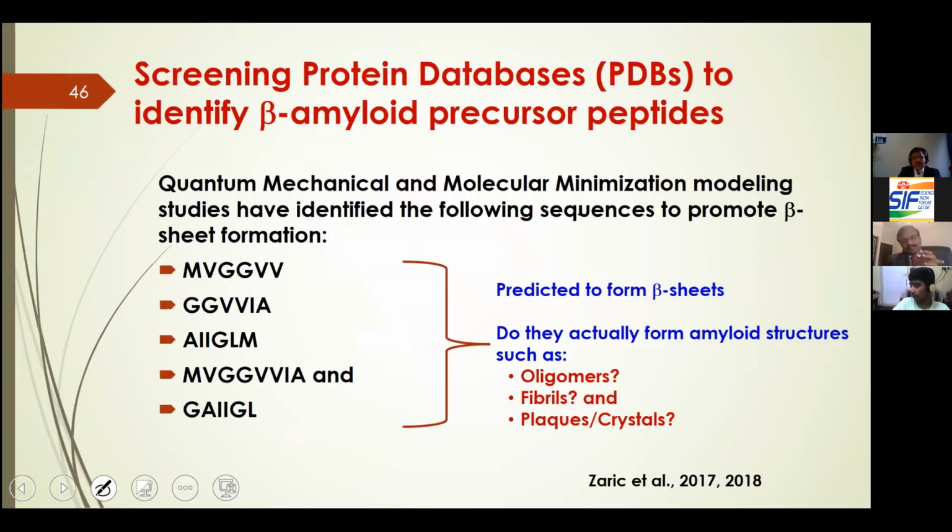So I asked the postdoc in our lab, Dr. Radhika Menon, to see if we can search through databases of proteins and find what is a common sequence in the protein that could possibly form these oligomers, fibrils, and plaques. And she came up with these that are shown here. Each letter represents an amino acid, and it's a short sequence of the protein.